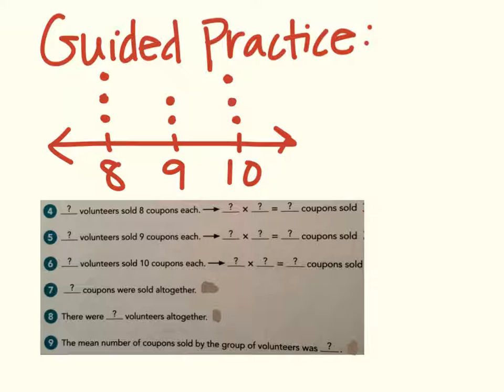Now it's your turn to try. This dot plot represents a group of volunteers that were selling coupons to raise money for a food pantry. This dot plot shows the number of coupons sold by each volunteer. Each dot represents one volunteer. Please answer questions 4 through 9 using the information on the dot plot to guide you.